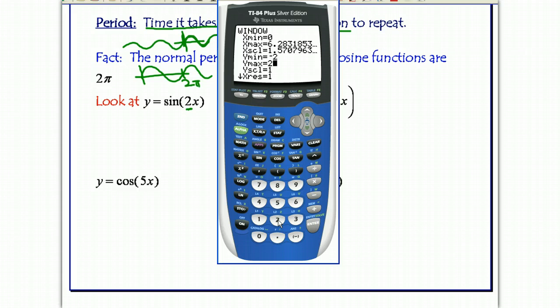All right, let's see what this is. What are we graphing again? We're graphing the sine of 2x. Let's see what happens when we do that in our graph. Looks like a sine graph.